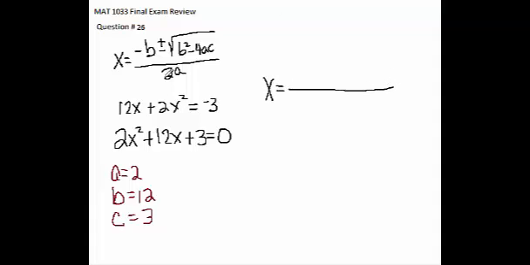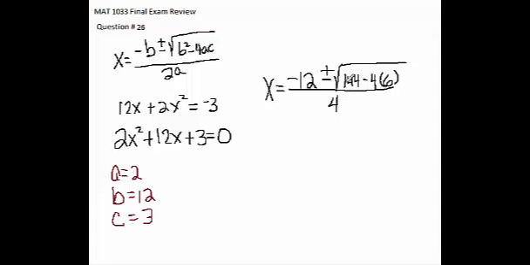I would always recommend that you write the formula before plugging in. I need the opposite of b, which is the opposite of 12, negative 12, plus or minus the square root of, and I would also here recommend that you go ahead and square b before writing it in the radicand so that you don't have a sign issue. So b squared is 12 squared, which is 144, minus 4 times, now the product of a and c would be 2 times 3, which is 6. And then in the denominator's position, 2 times a, which is 2 times 2, which is 4.